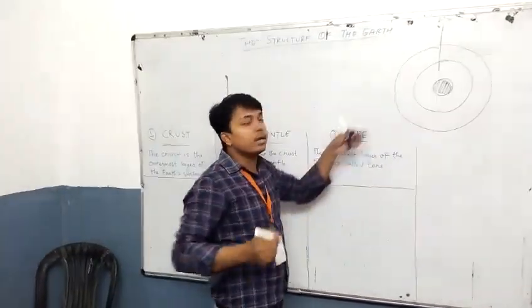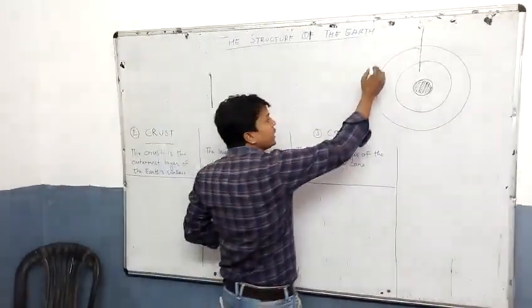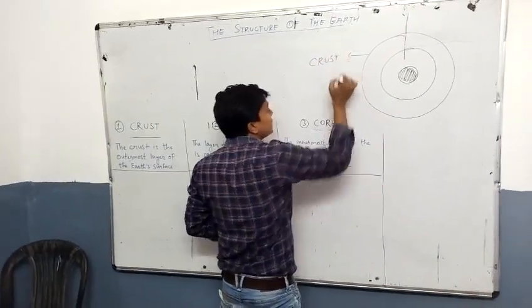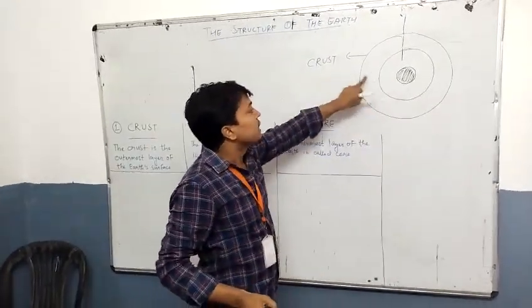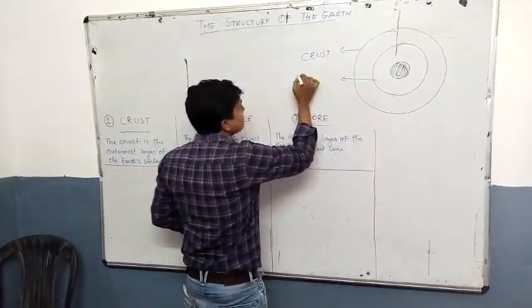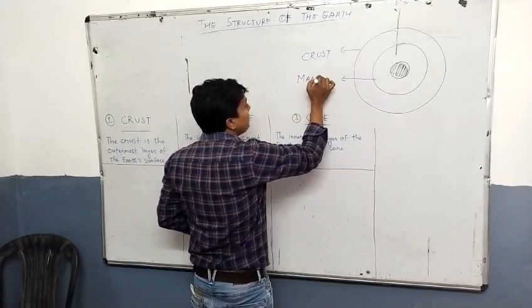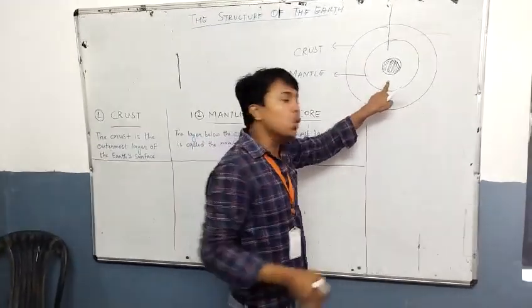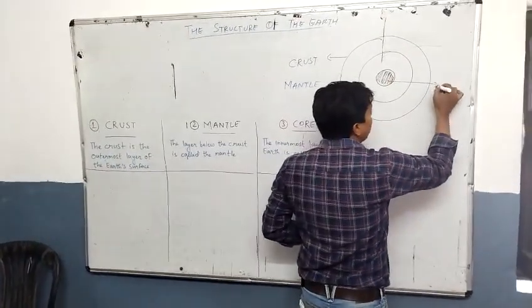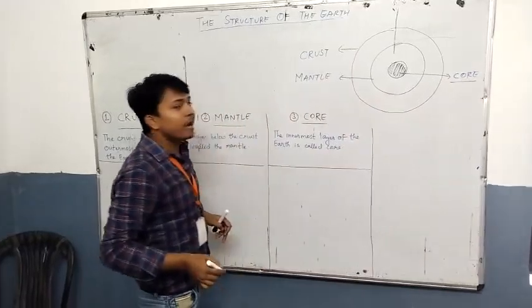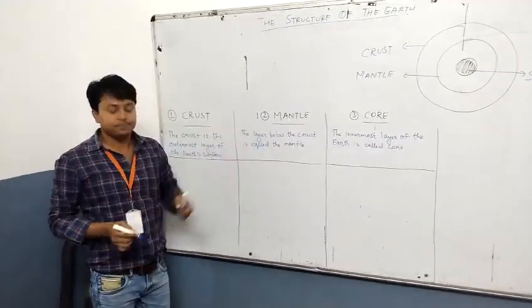The uppermost layer is called crust, C-R-U-S-T, crust. After crust, the second layer is mantle, M-A-N-T-L-E. And the innermost layer is called core. So, now, one by one we discuss about all three.